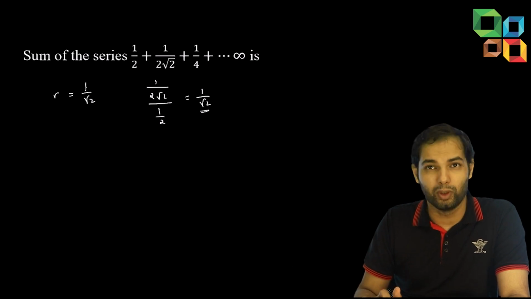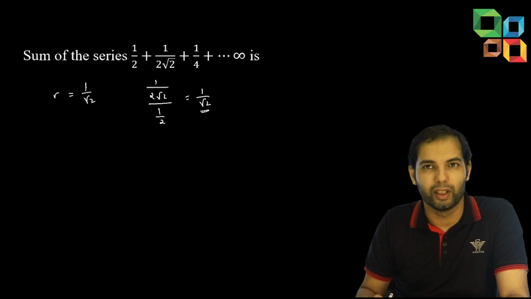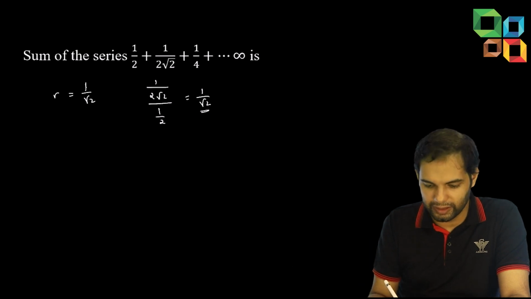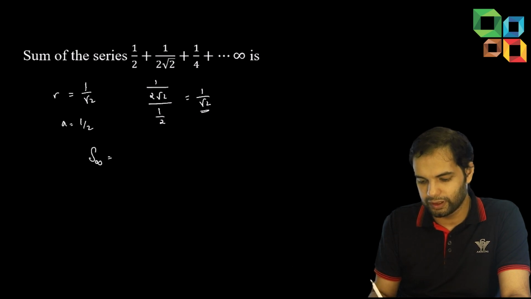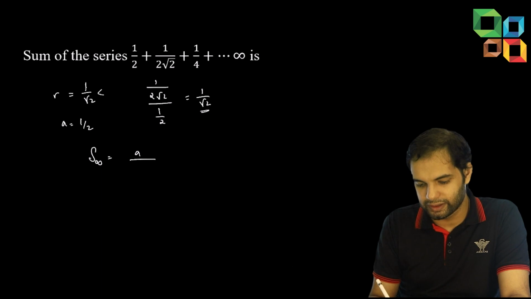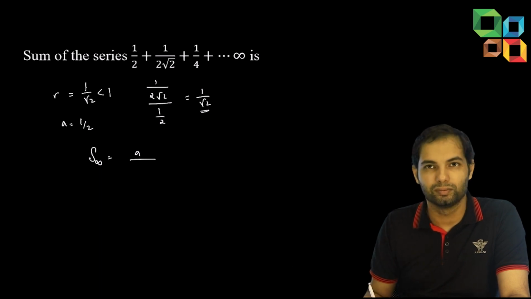Okay. Then what else do we have to cross check? So we know R. Do we need anything else to figure out the sum up to infinity? A. Yes, A. A is given there. It's half, right? A is half. So the sum up to infinity, directly we know. Now, obviously, you have to check if R is less than 1. This is certainly less than 1, not an issue, right?